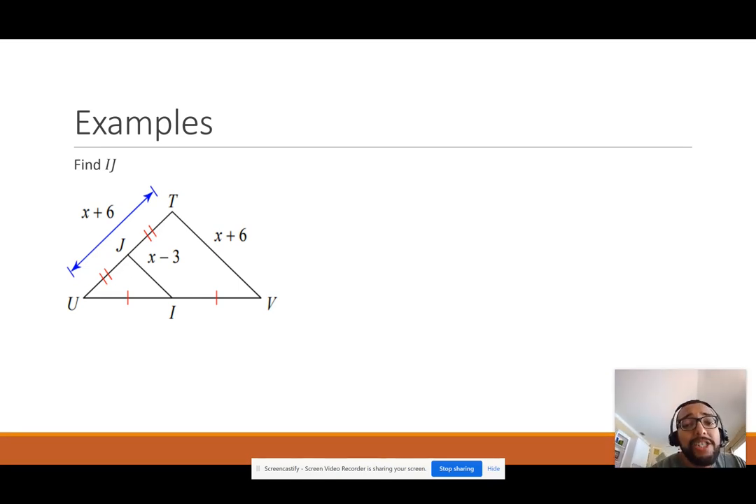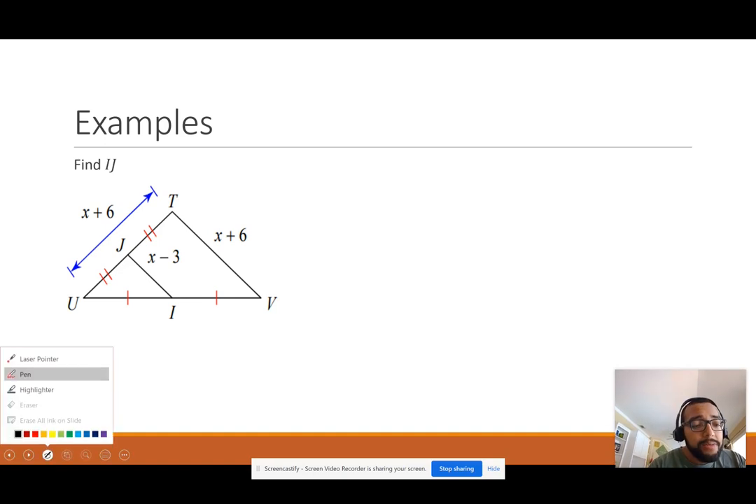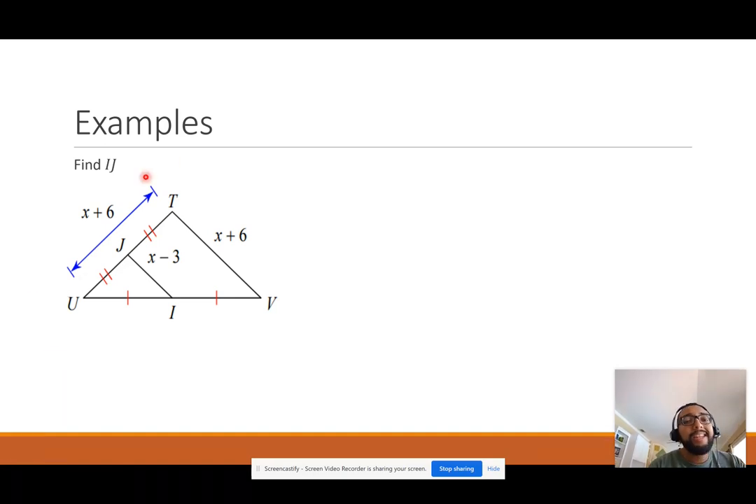To find IJ here in this situation, this is the unnecessary piece. I don't care about TU or UT. I care about UT, Texas Longhorns, but I don't care about UT in this case. IJ is my midsegment, and VT is my base. Remember, the two sides that are parallel to each other are the midsegment and its base, respectively.